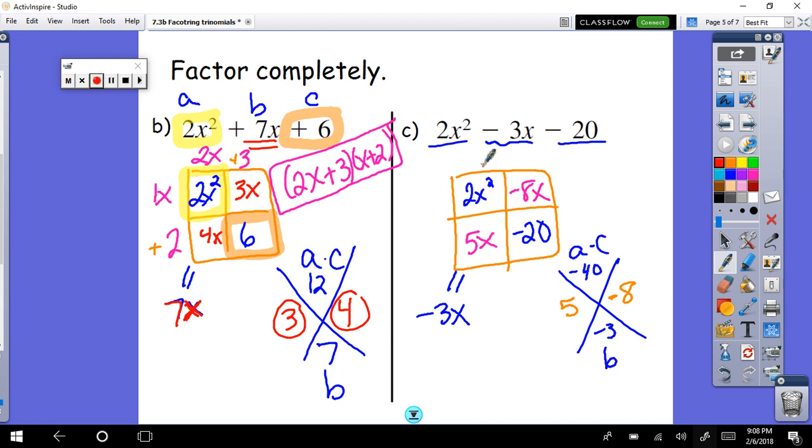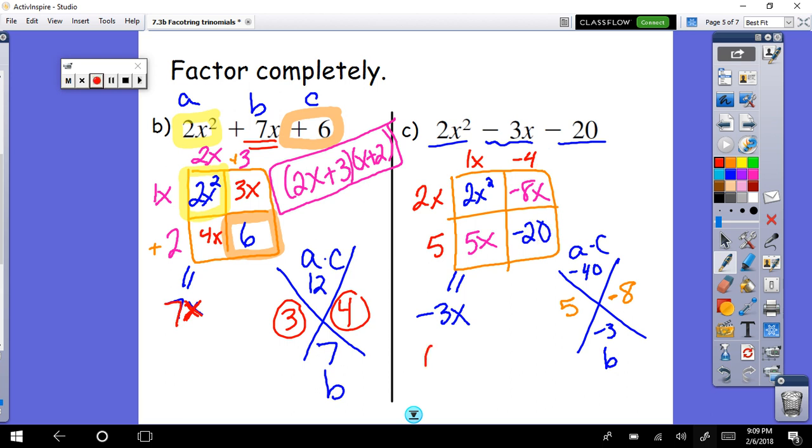2x squared, so I have to do 2x and 1x. I can't put the 2x here because then I can't get a 5 here. So I have to put the 2x here, which means 1x has to go here. 2x times 1x is 2x squared. 2x times negative 4 is negative 8x. 1x times 5 is 5x. And then 5 times negative 4 is negative 20.